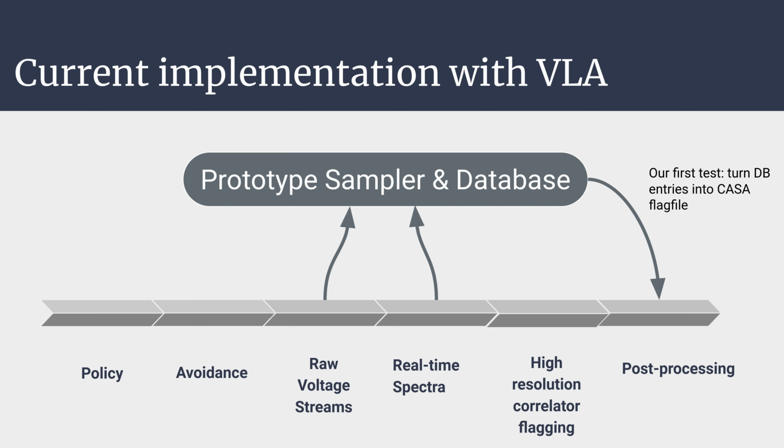So we wrote software to read the data in the database and write a flag file automatically that can be used in CASA calibration. The goal of this would be that you get RFI specific to your observation rather than using a stale monthly table, and the database would automate the process of identifying and removing RFI from your data sets.